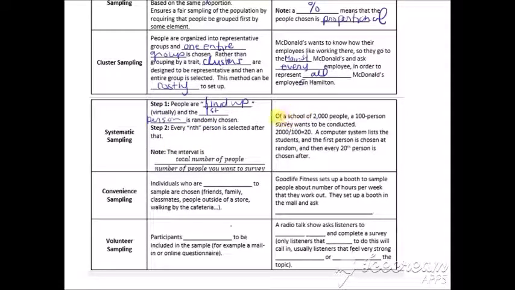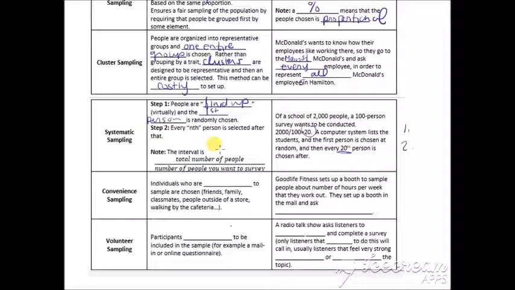So an example of this is like a school of 2,000 people. If they want to survey 100 people, so a 100-person survey wants to be conducted, what you want to do is 2,000 divided by 100, so every 20th person. So step 1, the computer system draws the first person at random, and then step 2 would be every 20th person is chosen after.